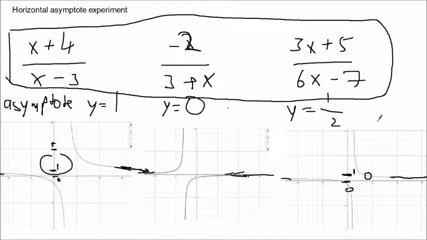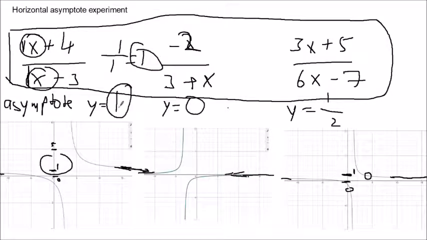Okay, here is the pattern, right? So this first function, we have x plus 4, x minus 3. The coefficients of each of the highest order terms, for example, this is an x, this is an x, and x. They all have coefficients of 1. You take them, you divide them. So 1 divided by 1, what's 1 divided by 1? It's 1. And that's your asymptote. It's 1.